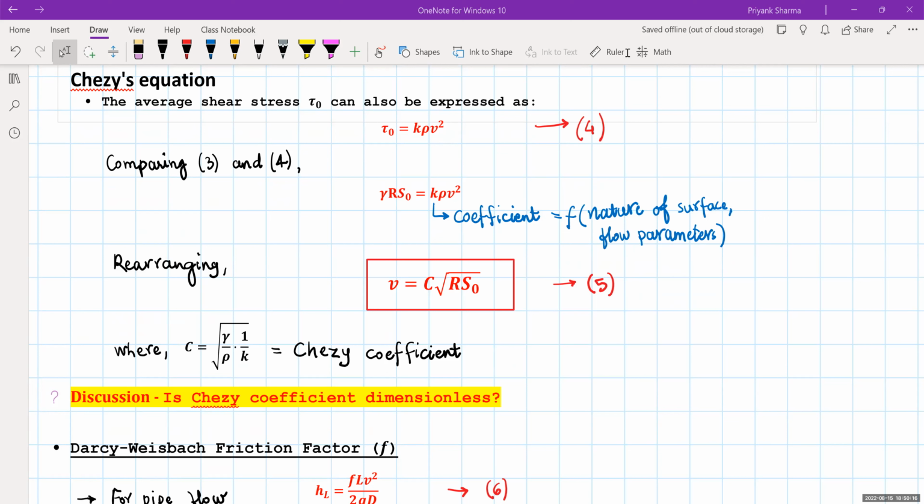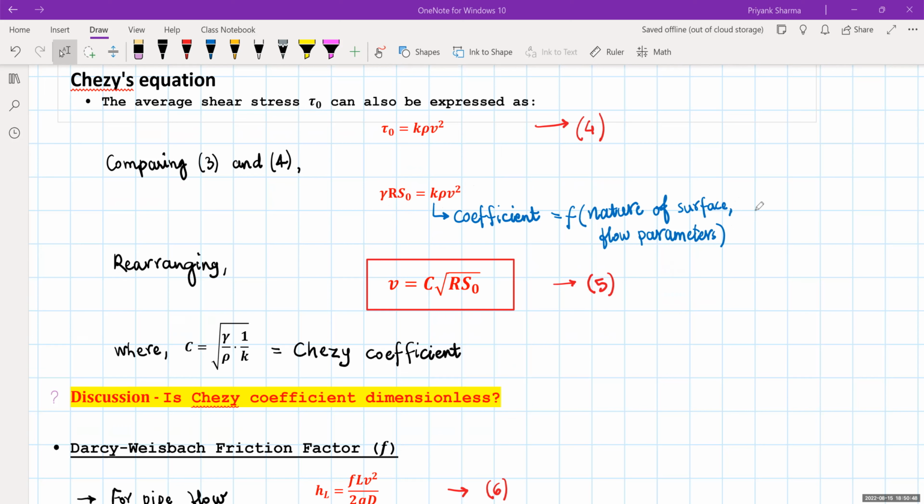So the average shear stress can also be expressed as tau naught is equal to k rho into v square. So tau naught is directly proportional to v square. The proportionality constant is this k, and rho is the density of water. Now we compare equations 3 and 4. Equation 3 is tau naught equal to gamma r S naught. On comparing and simplifying, the coefficient k is a function of the nature of surface and the flow parameters.